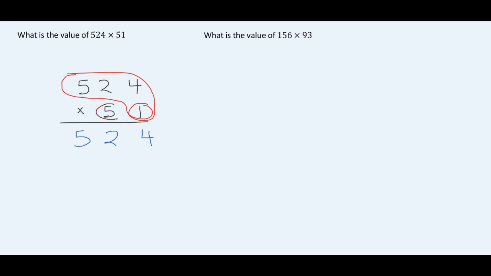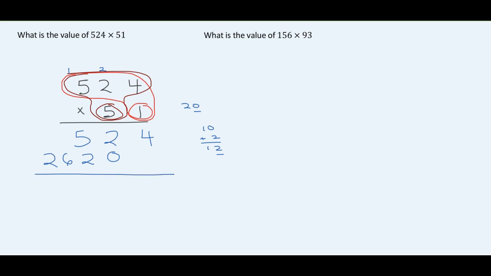Next, we go to the next number on the bottom row, and so we multiply 524 by 5. So we start in the tens position. 4 times 5, we have 20. So we're going to have 0 here, and we bring the 2 up here. 2 times 5, we have 10. We add 2 to that. So that's going to give us 12. So we write the 2 here, and we bring the 1 up here. 5 times 5, we have 26.